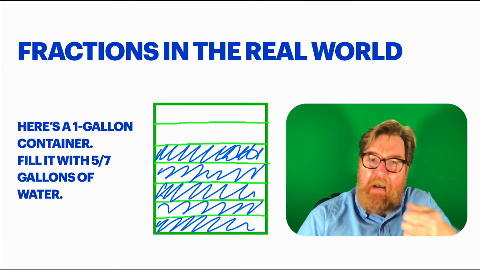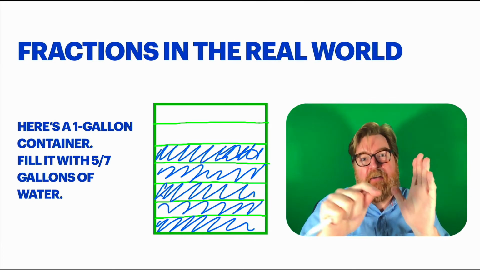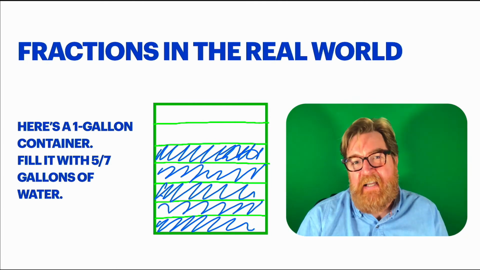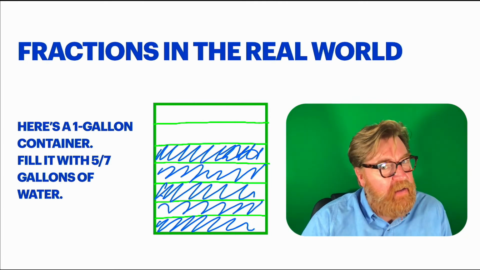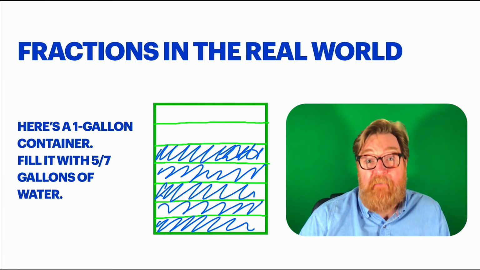In fact, that's the idea behind measuring cups, right? A measuring cup is something like this, and it has those marks on it, so you don't have to do this every time. But just in case the container doesn't have that, you should be able to at least eyeball a pretty good estimate of that fraction.